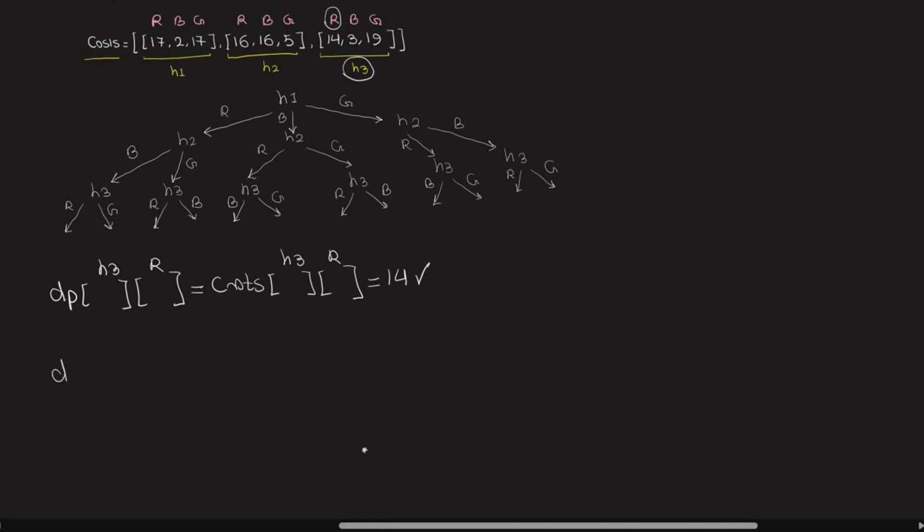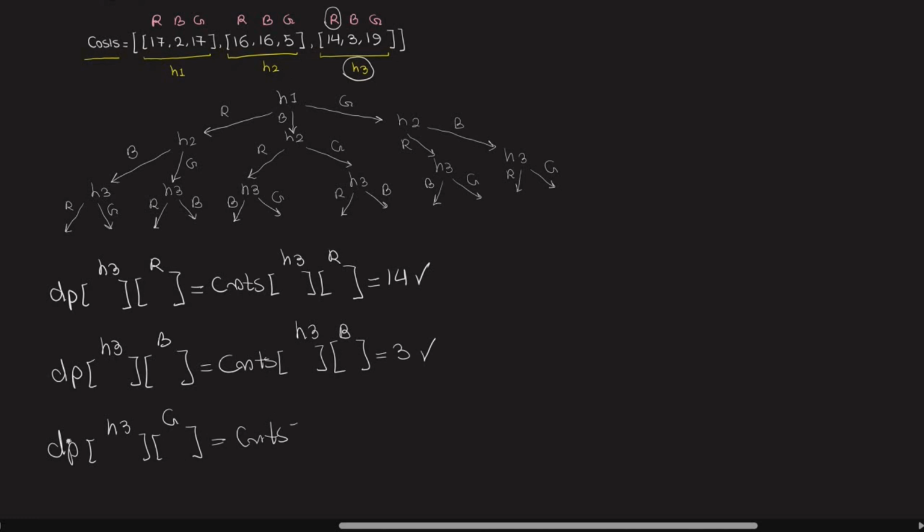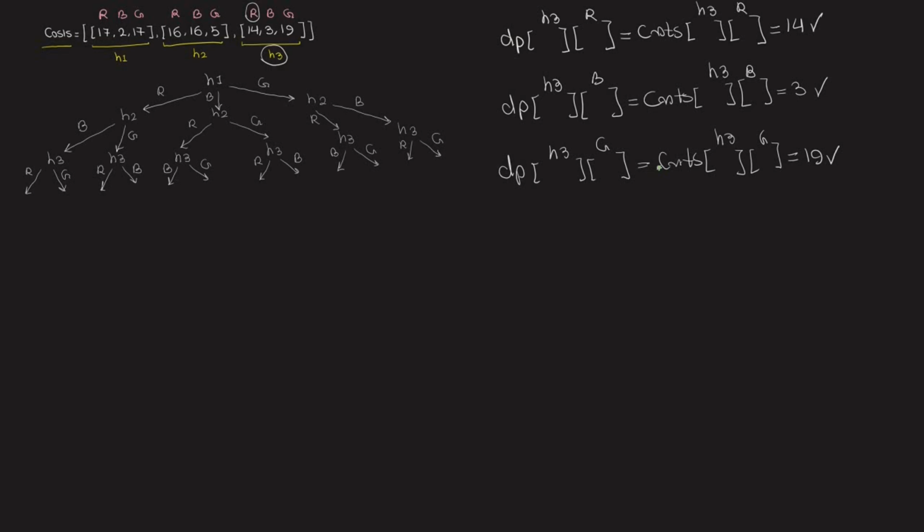Also for DP of house 3, second color blue, again we know the value, which is 3. And we have the last color for H3, color green. The cost for house 3, color green, is also given to us as 19. Okay, now we are done with house 3.